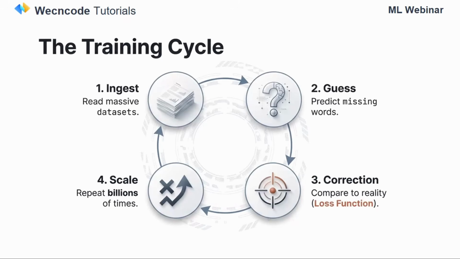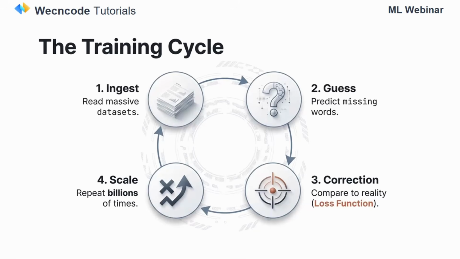So we can see the ingestion part where it reads massive data sets. Your data set could be a lot of books. It could be the whole Wikipedia. It could be so many images. So it goes through this large data set, then it repeats it billions of times. It keeps on going over and over again, trying different probabilistic positions.